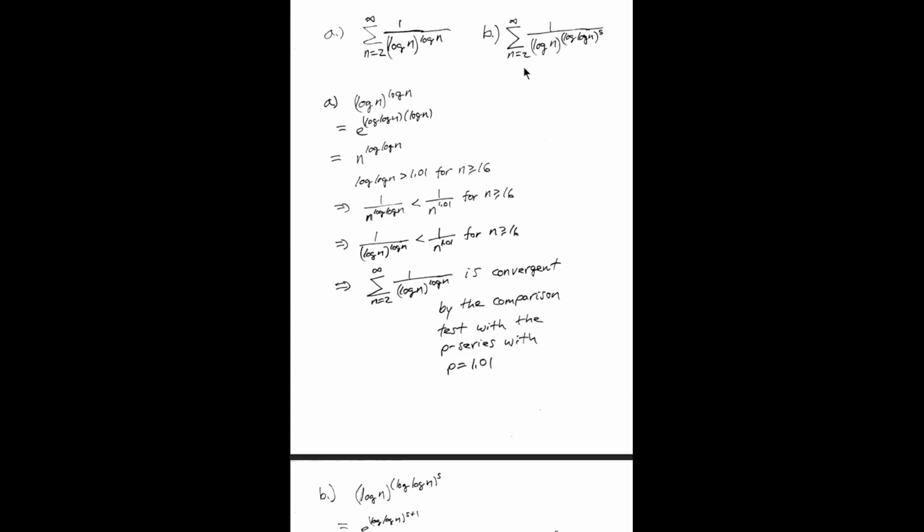All right, let's look at series B. Again, it's the sum as n goes from 2 to infinity of 1 over (log n) to the (log n)^s. Now, this is much more difficult to see, so let's get into it, shall we? (log n) to the (log n)^s can be rewritten as e to the (log n)^(s+1). We're just changing the log n to e to the log n, and that'll raise the exponent here by 1.